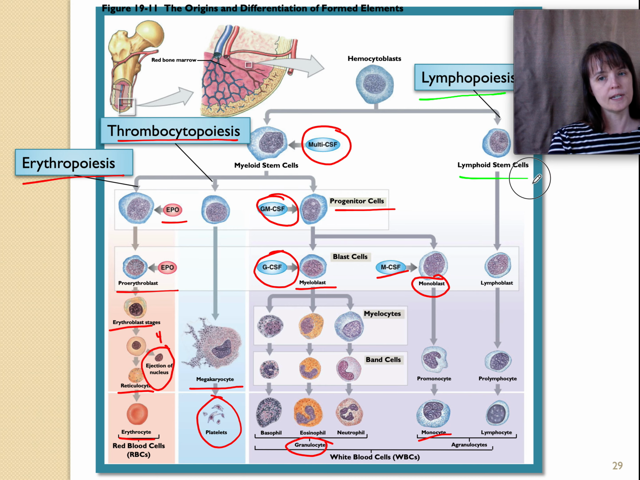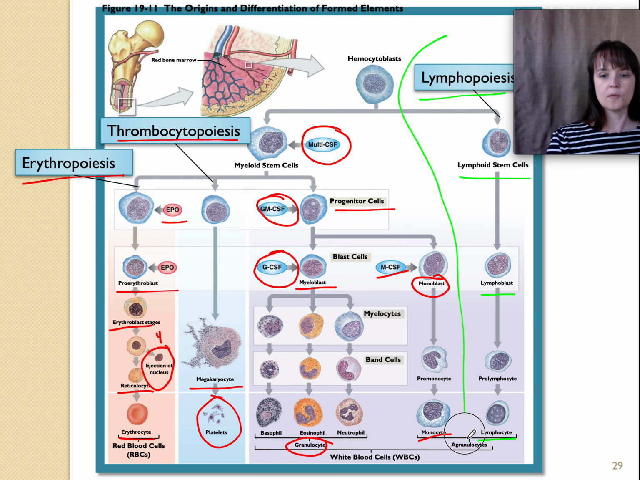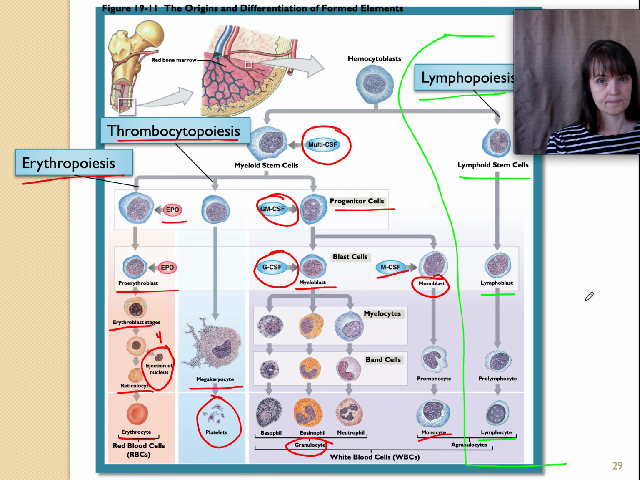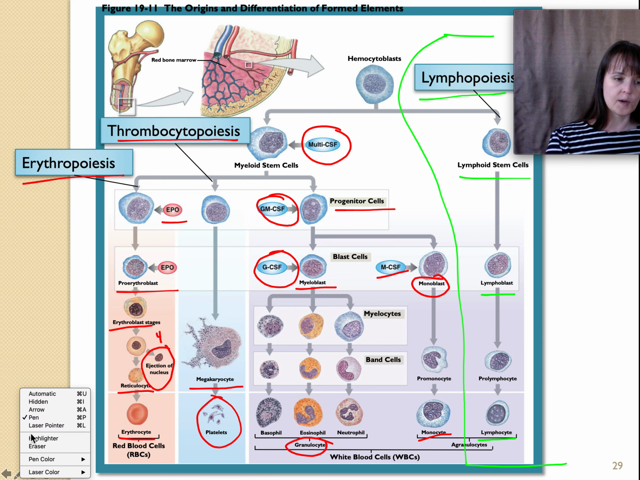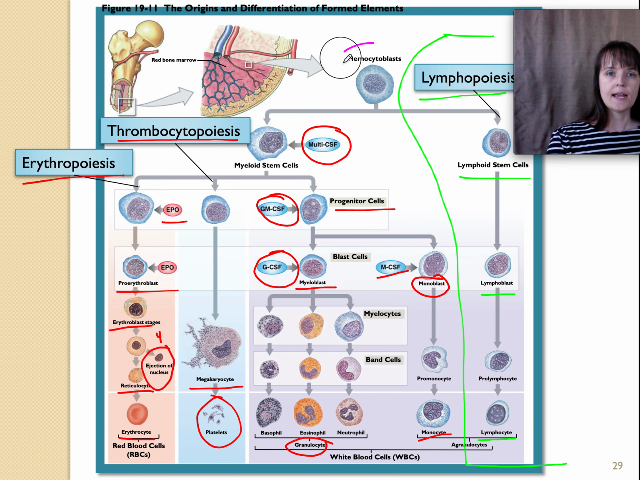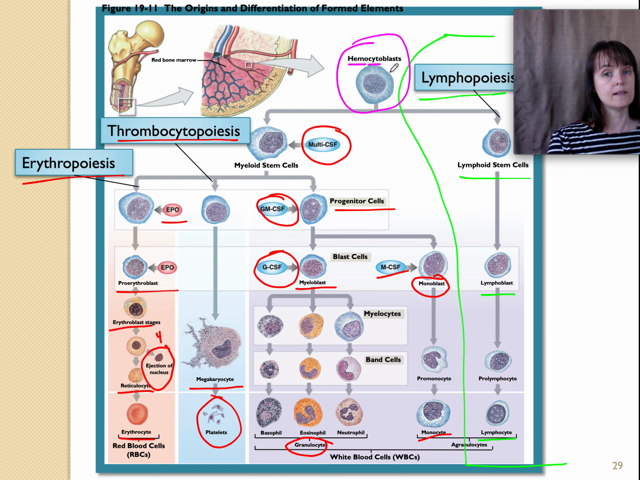Lymphopoiesis, you have the lymphoid stem cell, the lymphoblast, and the lymphocyte. So lymphopoiesis has its own stem cell, its own little process, little shebang going on. But all of these start with, I need a different color, magenta, a hemocytoblast. Hemo means blood, cyte means cell, and a blast cell is a builder cell.